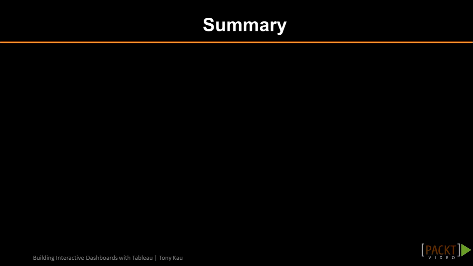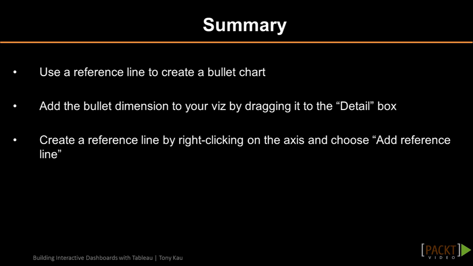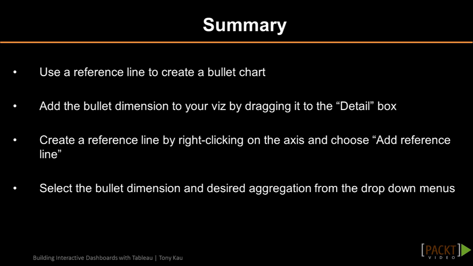To recap the process of building a bullet chart, we use the reference line as the bullet mark. We add the bullet dimension to the viz by dragging it out to the detail box or anywhere in the marks card. We can create a reference line by right-clicking on the axis and choosing Add Reference Line, and we can select the bullet dimension and desired aggregation from the drop-down menus. After the bullet chart, we finished with a time trend chart to contextualize our sales. Now that we've completed all the elements of the dashboard, in the next video we'll work with arranging elements on our dashboard.